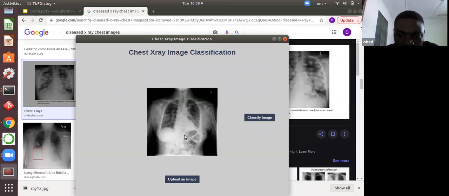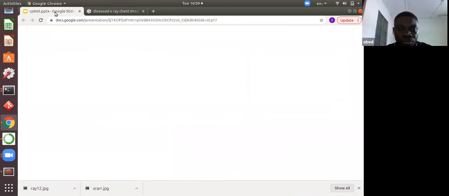Okay, so this, I can see a mass here. The heart is not well pronounced. I can see a little infiltrate here. So let's see, diseased. Okay, right. So yeah, that's how the model performs at the moment.